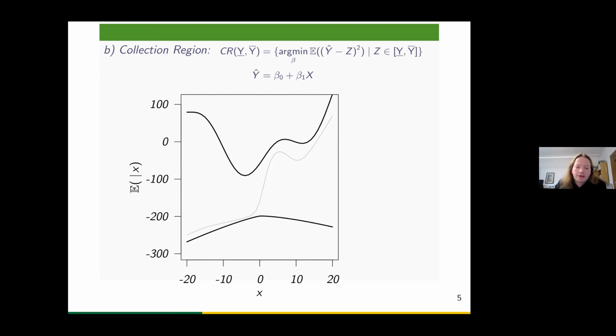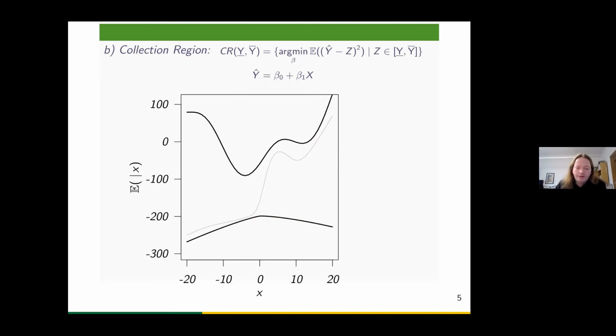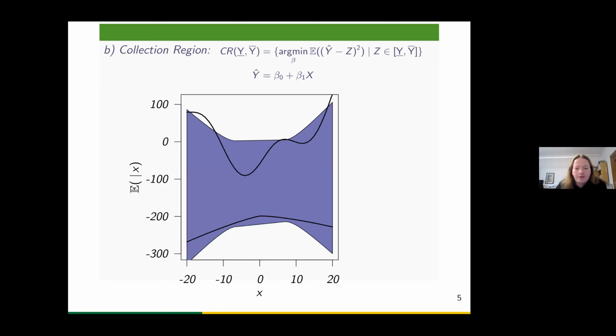So for every possible set, I compute the best linear predictor. For this gray function, for example, I will get this line. And you can also see here that this line is below the lower bound. If you compare this to this collection region, then due to the construction, of course, this whole region is completely within the boundaries. And for this approach, it's not the case anymore. And if I compute all such functions, then I will get this purple set.